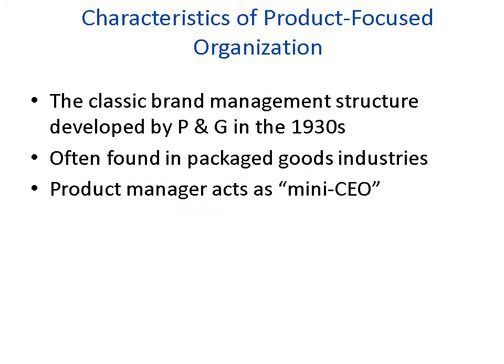Moving forward, what is the characteristic of a product focus organization? Number one is the classic brand management structure that was developed by Procter and Gamble in the 1930s. Procter and Gamble may also be using a combination of different marketing organizations, but the one they started in the 1930s is the product focus organization found in packaged goods industries, and they call the product managers mini chief executive officers. My God, very nice.